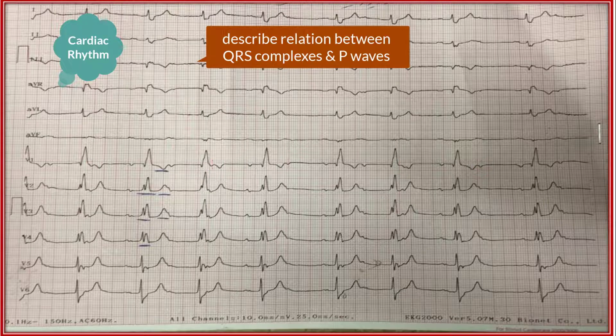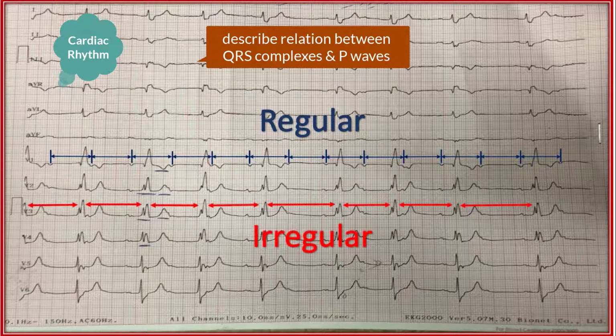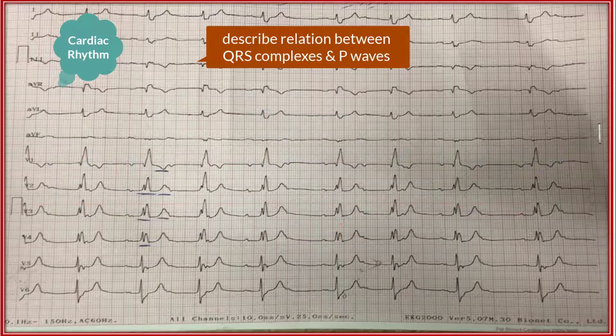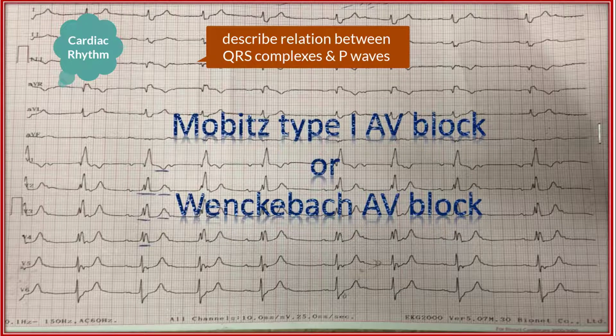On the other hand, the PP interval is relatively constant, about 17 to 18 small boxes, while the RR interval is irregular. The PR interval is not stable. As you see, the PR interval prolongates progressively, and finally terminates in a dropped beat. The PR interval is shortest immediately after dropped beats, but is longest immediately before dropped beats. These findings are compatible with Mobitz type 1, or Wenckebach block.